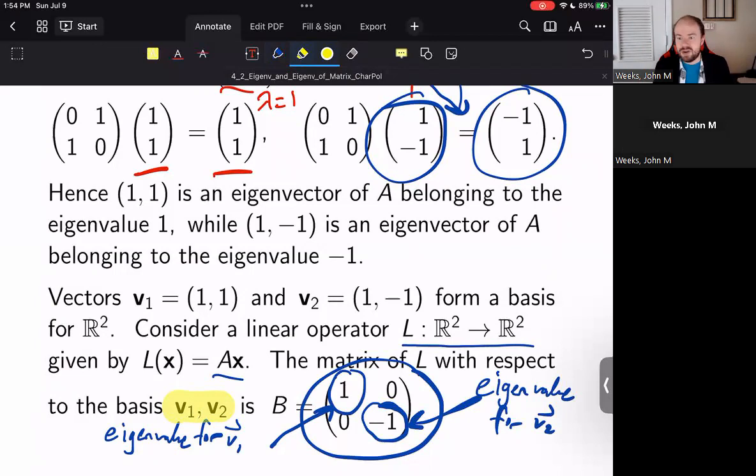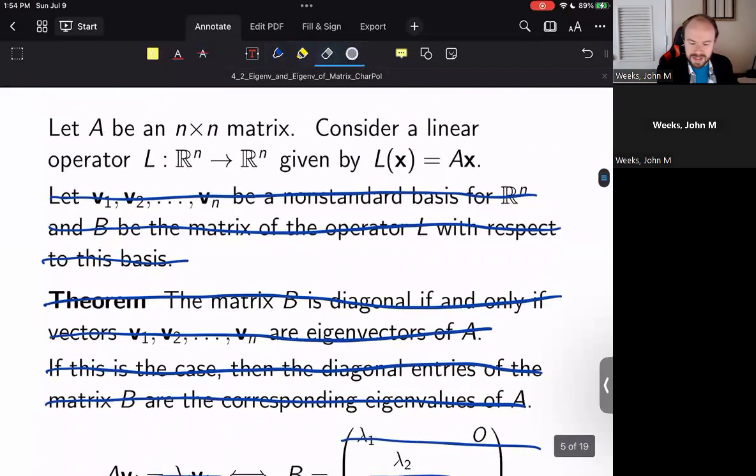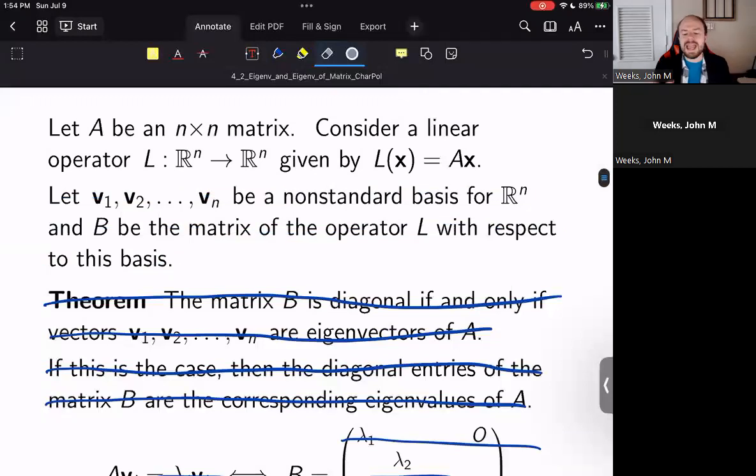It's just a diagonal matrix that's telling us how much we're scaling with respect to v1, how much we're scaling with respect to v2. So in general, we can be doing this for any n by n matrix, not just the examples that we've been seeing here. Let's say that v1 through vn is a non-standard basis for Rn, and let B be the matrix of the operator L. The question is, when is this matrix diagonal?